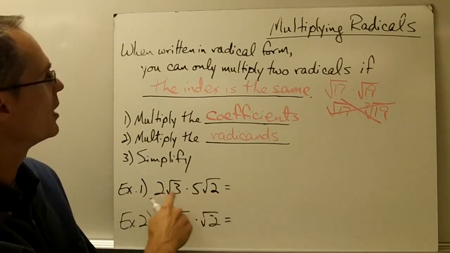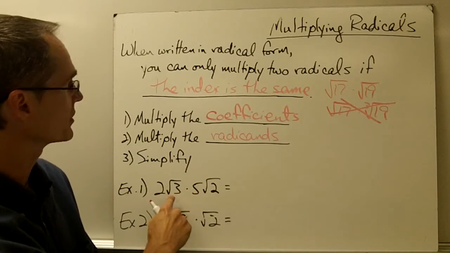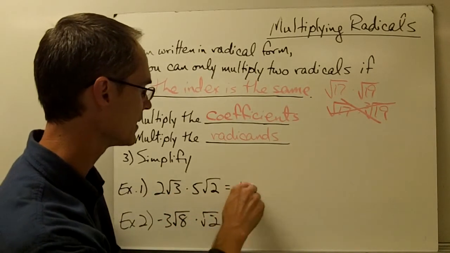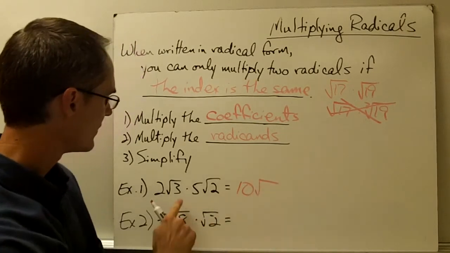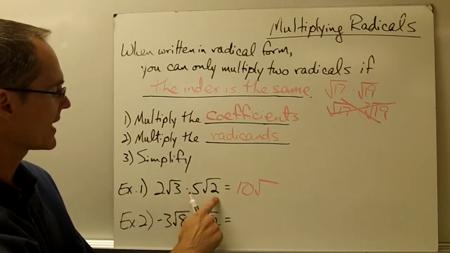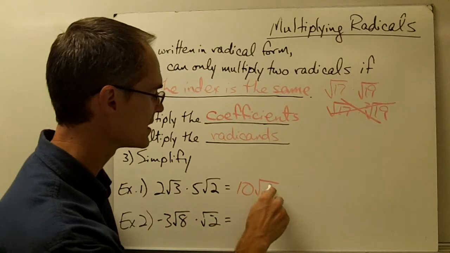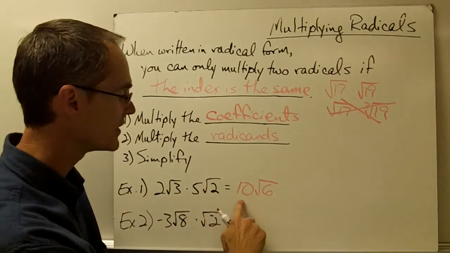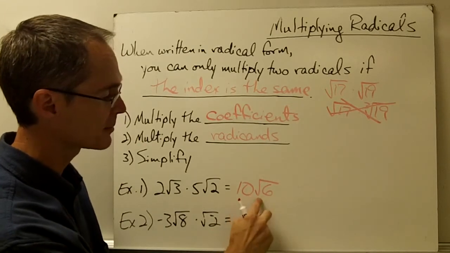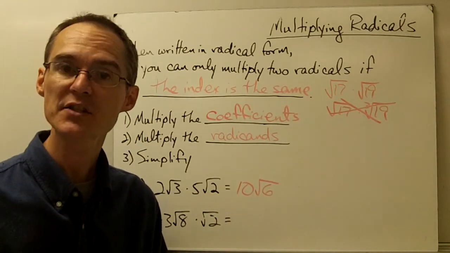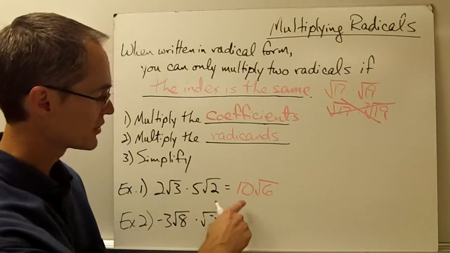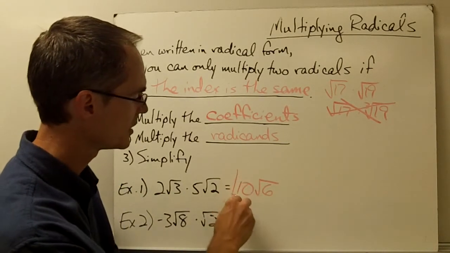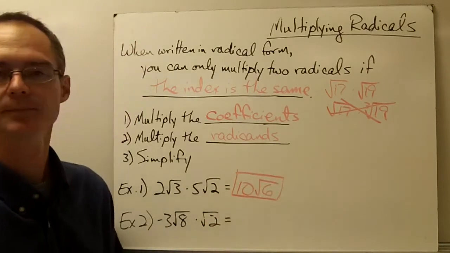So, if I want to multiply these two radical expressions, then I would first multiply the coefficients. 2 times 5, that gives me 10. Then I multiply the radicands. 3 times 2, that gives me 6. Step number 3 is simplify, although in this case I don't have anything to simplify because the square root of 6, that's already in simplest radical form. So 10 times the square root of 6, or 10 radical 6, this would be my final answer.